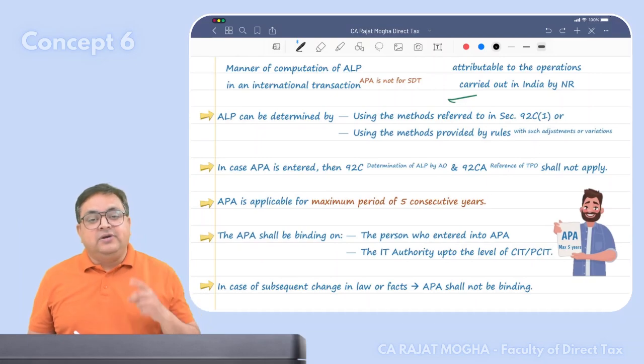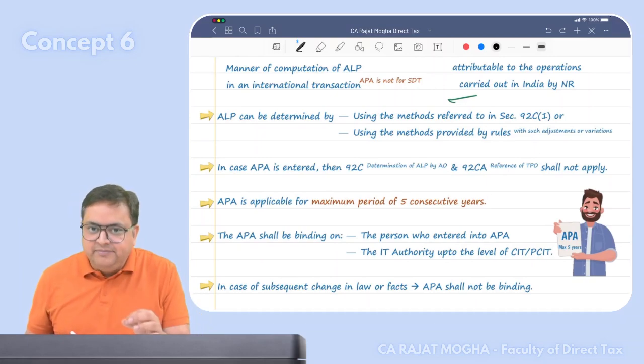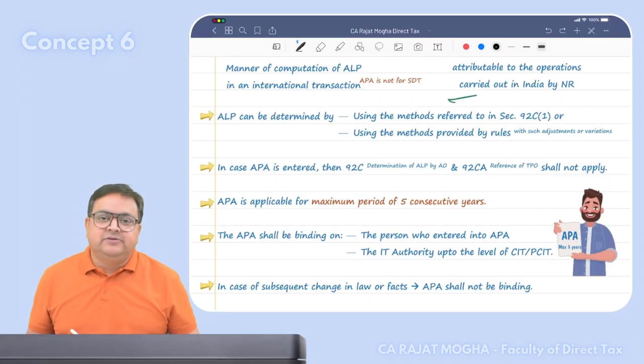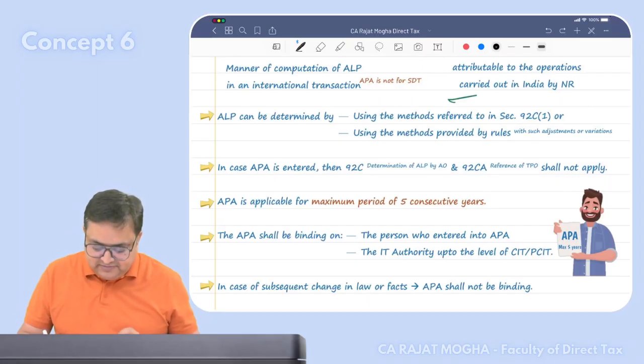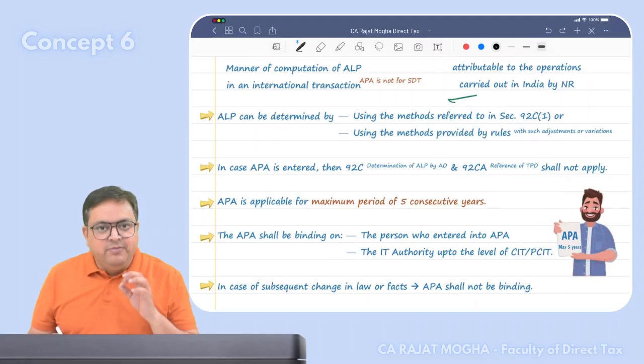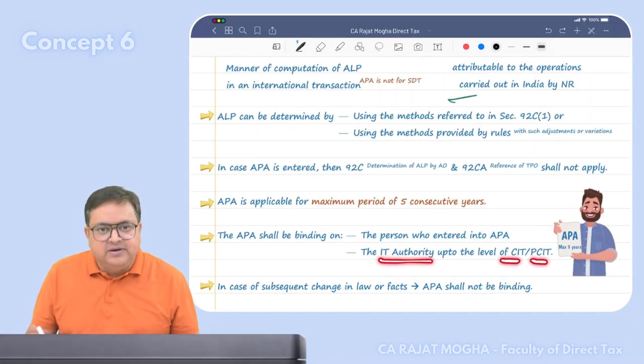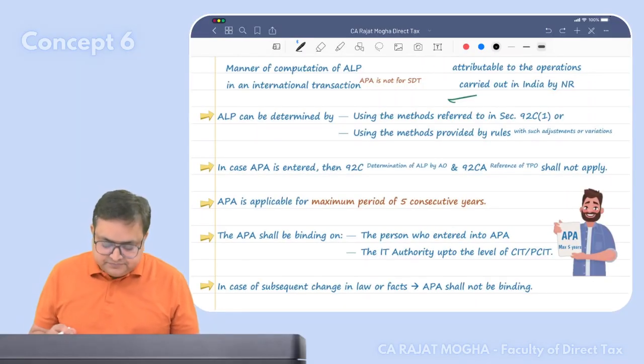APA shall be binding. Once you have taken the APA, it would be binding on the person who has entered into the APA, plus the income tax authorities up to the level of commissioner or principal commissioner. The person who entered into the APA, it is binding on him. So on you, the assessee, it would be binding, and also on the income tax authority up to the level of commissioner of income tax or principal commissioner, right?